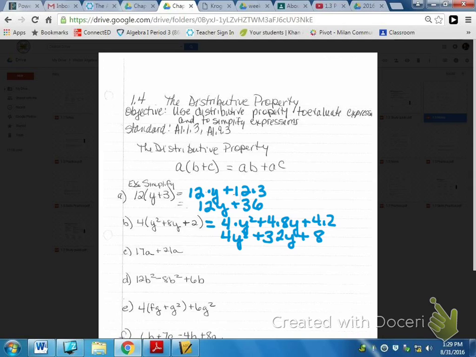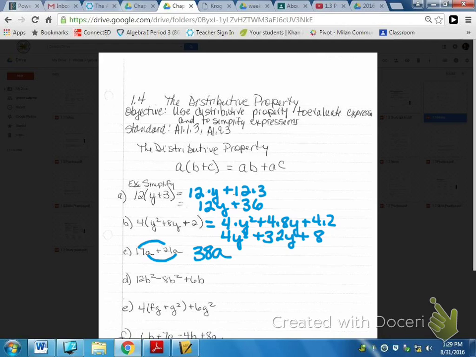Now, thinking of the next problem in distributive property, let's just see what this means. 17a plus 21a. Both of those terms have the a in them. So we're doing a reverse distributive property where we're pulling the a out and combining the numbers in front. You say 17 plus 21, which would be 38 a, and you can simplify that directly.